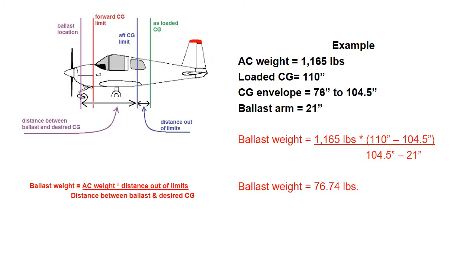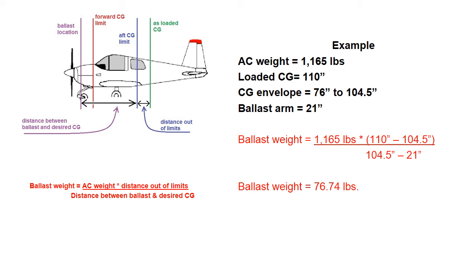In this example, we're going to determine how much ballast we need to add to bring the as-loaded center of gravity back into the allowable center of gravity range when the as-loaded center of gravity is behind the aft CG limit. Let's start with an aircraft weight of 1,165 pounds. The as-loaded center of gravity is 110 inches aft of the datum. The allowable center of gravity range is from 76 to 104.5 inches, and the location where we're going to add the ballast to balance this airplane is 21 inches aft of the datum.